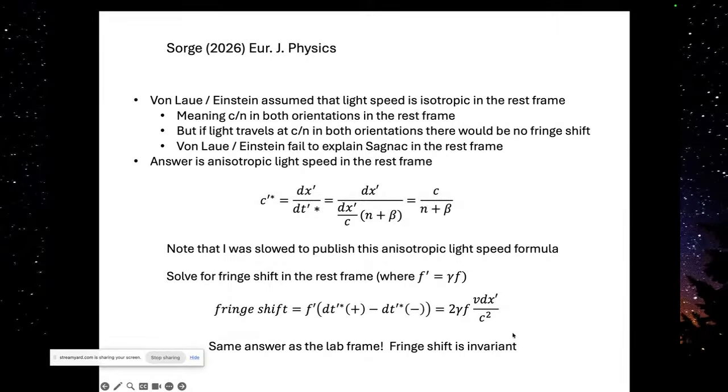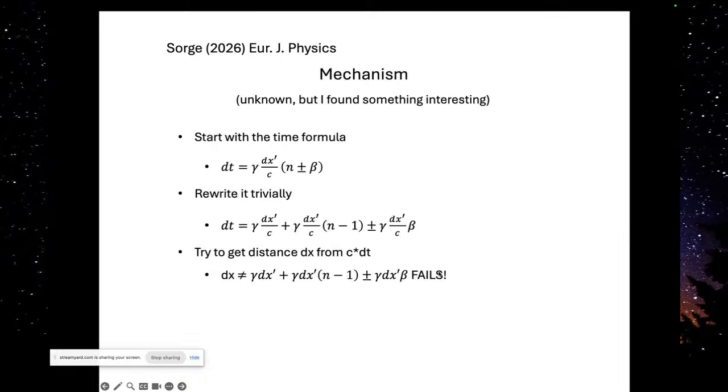And that makes sense because the fringe shift is an event. It's an event that occurs in the lab frame and in the rest frame, and the fringe shift is the same in both frames. So getting the same answer is comforting. And it also shows that speed is not c over n in the rest frame when the rest frame is moving, when it's a moving refractive medium. Okay, so now I'm going to get into speculation, and don't hold me to this.